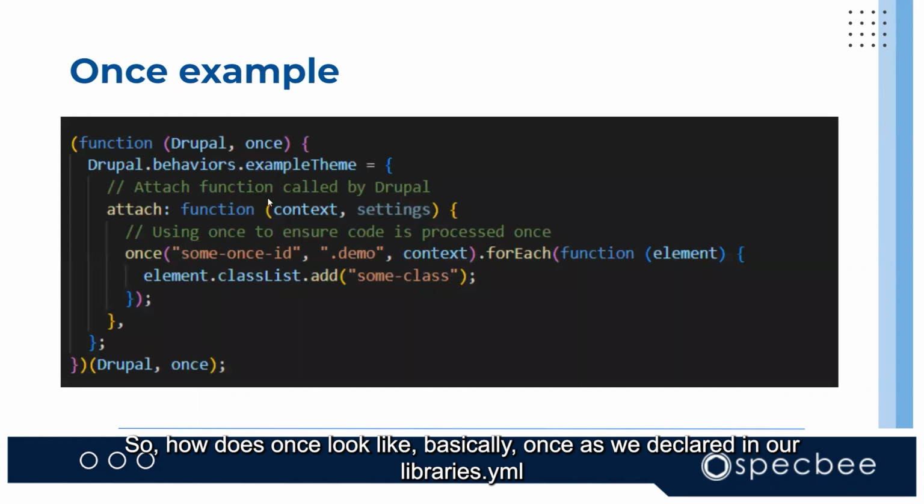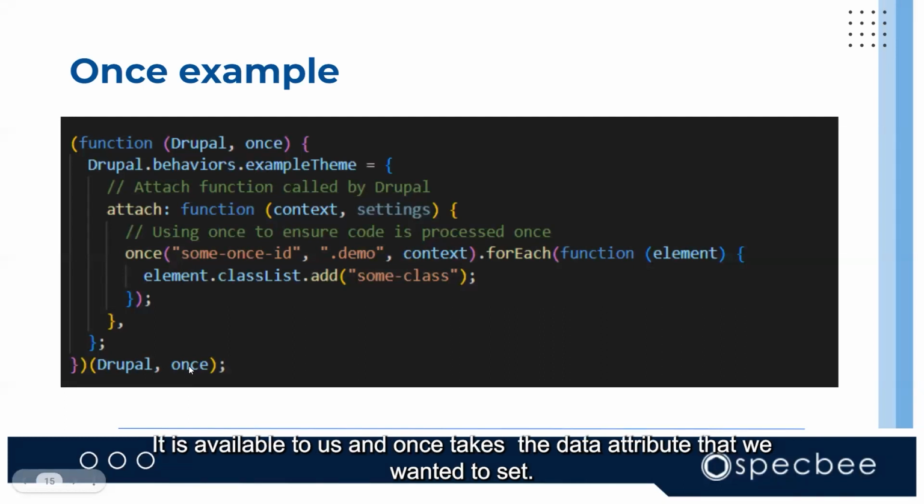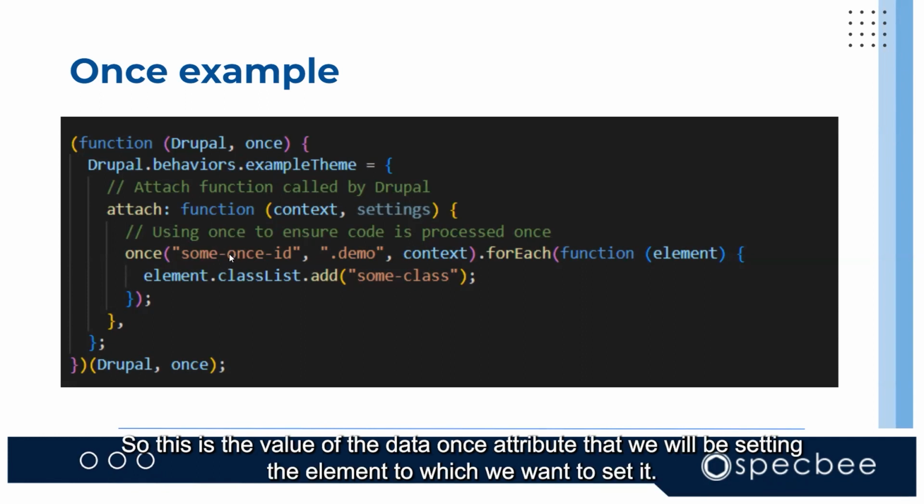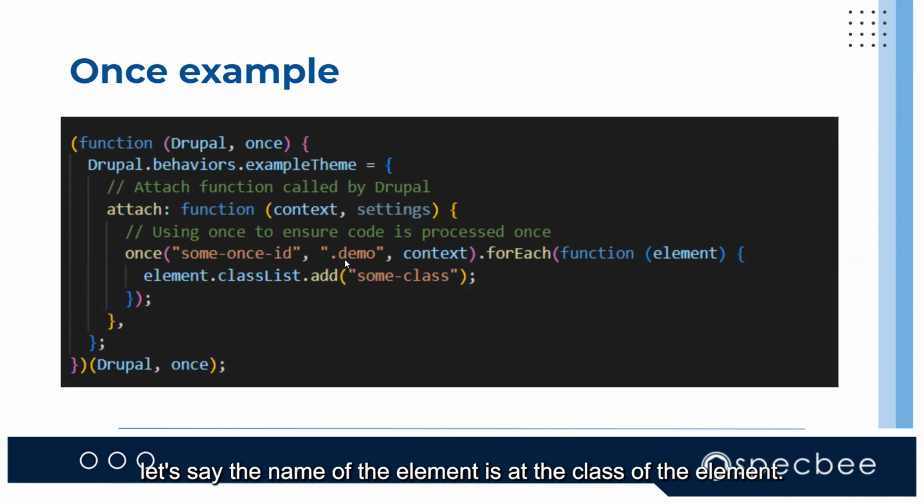So what does once look like? Once, as we declared in our libraries.yaml, is available to us, and once takes in the data attribute that we want to set. This is the value of the data-once attribute that we will be setting. Then the element to which we want to set it. Let's say the class of the element is demo. That's the element we set in.